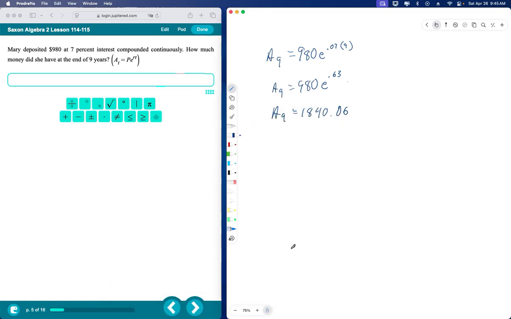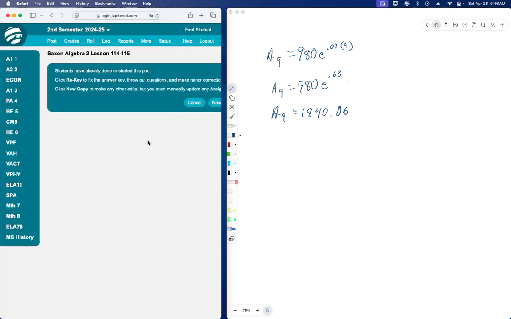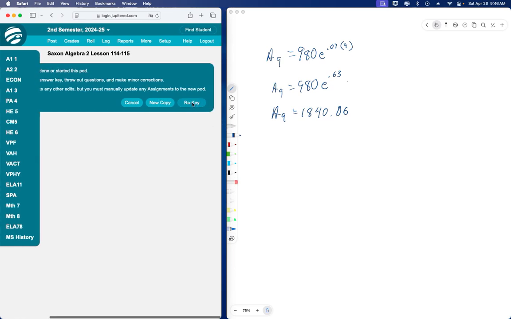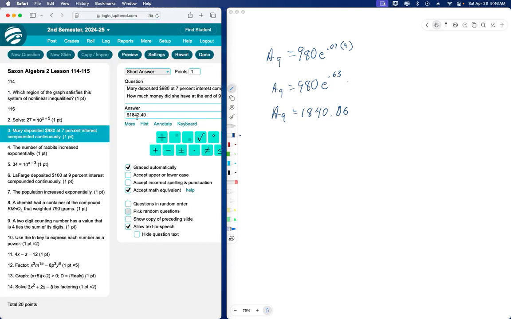Let's make sure I got it right. I'm going to put in $1,840.06. Please be right. Nope. I did something wrong. Let's see what I did. I got really close though. I know what I did wrong. I rounded that number, or maybe I should have rounded that number. Let's try it again and pull up that calculator.